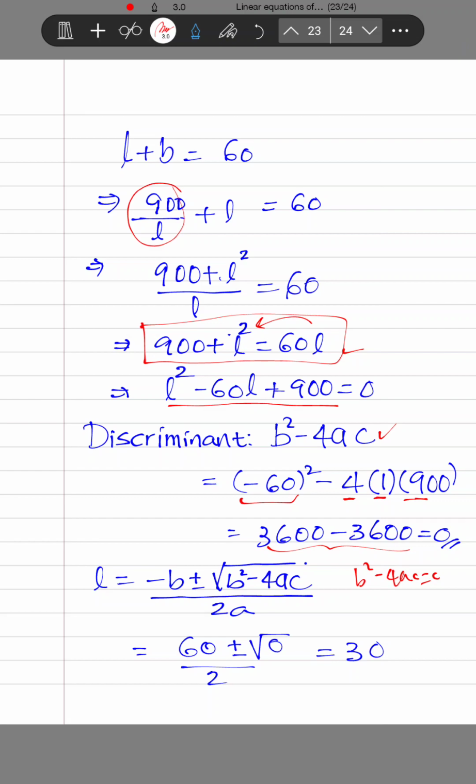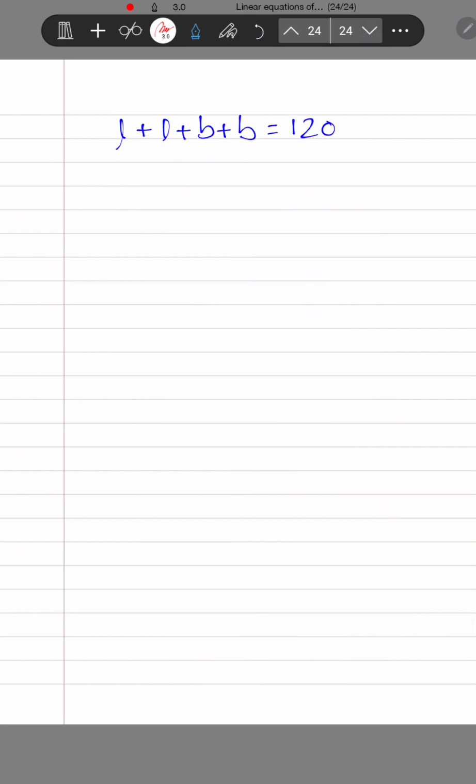So we have only one root now, we know. Okay, things are going to be much simpler now. The general formula for a quadratic equation solution is minus b plus or minus the square root of b squared minus 4ac, over 2a. From that, we have minus b as 60, plus or minus root 0, over 2, which is 30. Now we have the length to be 30.